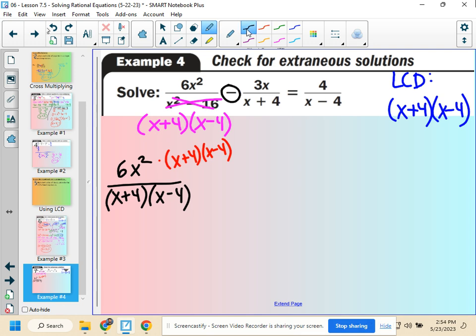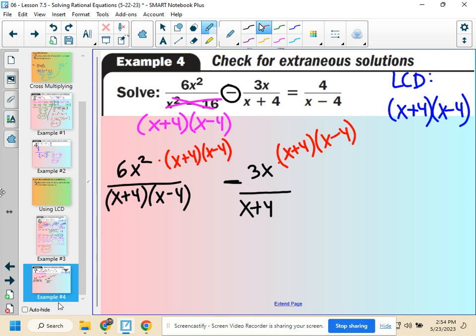Next, now this one's got a subtraction. We still have to watch the operations here. But here's my original 3x over x plus 4, and we're multiplying that by the LCD. So up top, we're getting a what? X plus 4, x minus 4. And then last but not least, jump into the other side of the equation. We've got 4 over x minus 4. Same deal, times x plus 4.